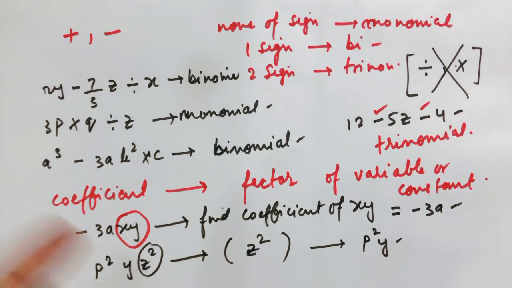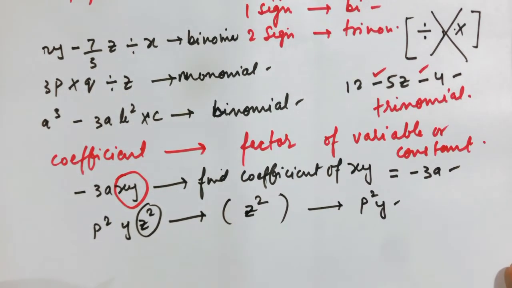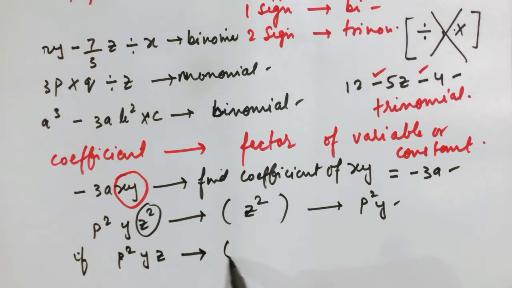Similarly, why not take one more? Instead of teaching you that, why not take something different, like if you have been given p square yz, and you are being asked to find the coefficient of p z, find the coefficient of pz.